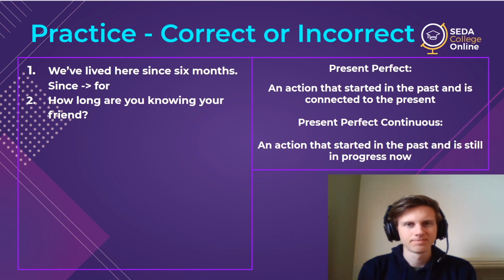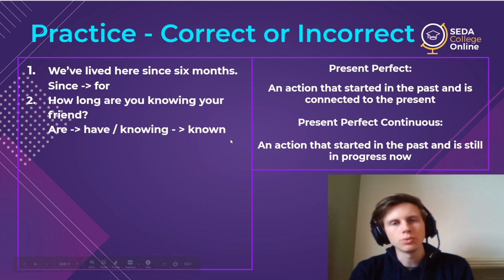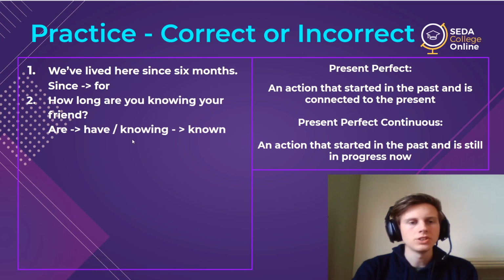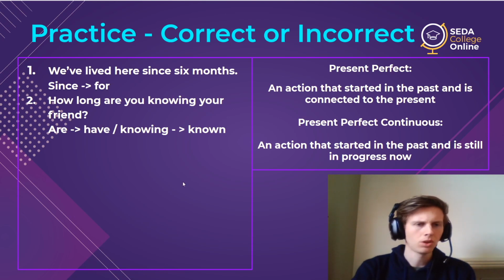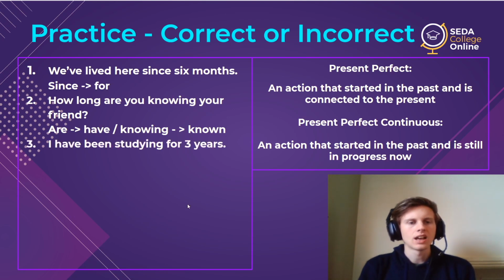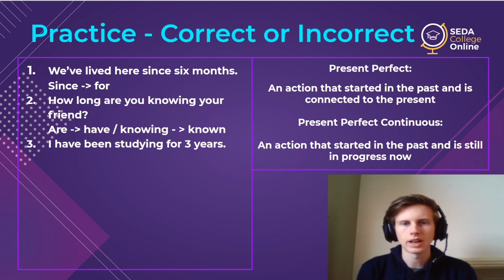All right. So it is incorrect. It needs to be, how long have you known your friend? Always know. Know will never have ing. It will never be continuous. So, how long have you known your friend? That's the correct way to ask that question. All right. Number 3. I have been studying for 3 years. Correct? Incorrect?